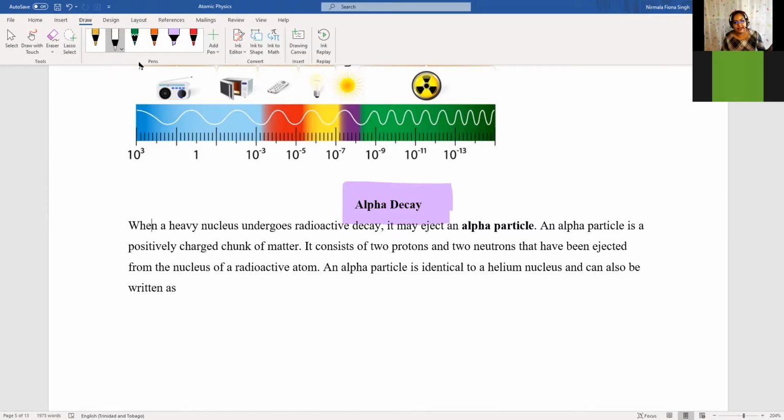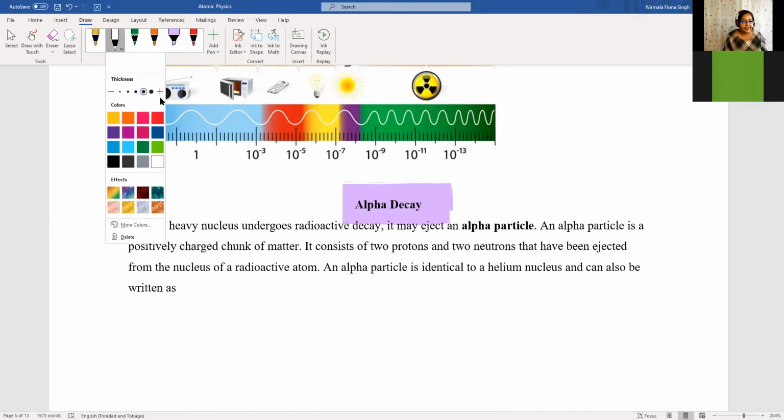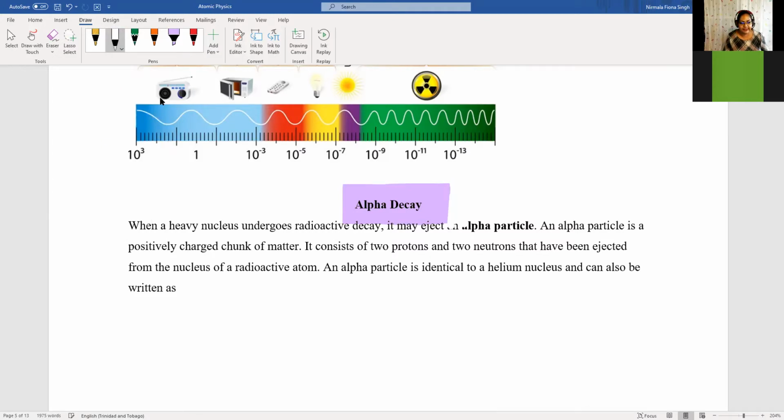No, we cannot actually take an alpha particle and shoot it into something and it's going to absorb it. Doesn't work that way at all. This is something that's given off in a hope to get nice and stable. So let's read. When a heavy nucleus is undergoing radioactive decay, it may eject an alpha particle, maybe not always, but sometimes. An alpha particle is a positively charged chunk of matter. It consists of 2 protons and 2 neutrons that have been ejected from the nucleus of a radioactive atom.